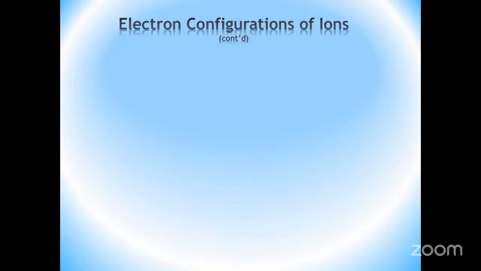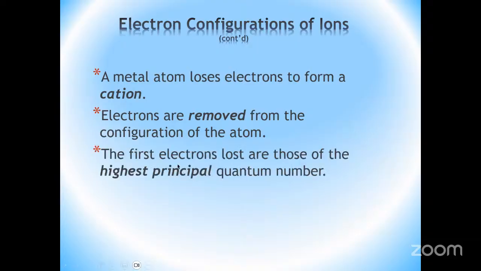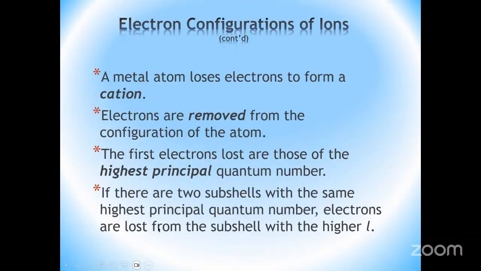Now, when it comes to dealing with cations, as I said before, electrons are removed. But here you have to be careful in determining the electron configuration of the resulting ion. Basically, when you're removing electrons, you start removing electrons from the shell of the highest energy, or the outermost shell, right? So that's why it says here the first electrons lost are those of the highest principal quantum numbers.